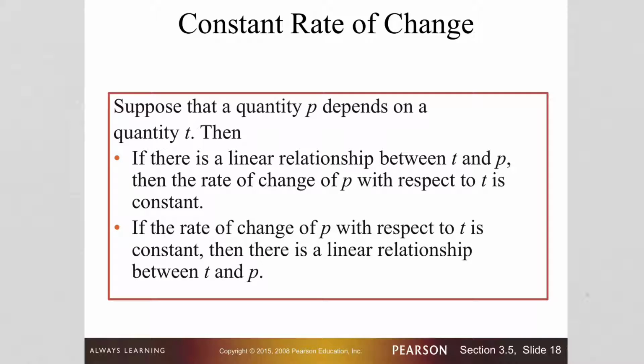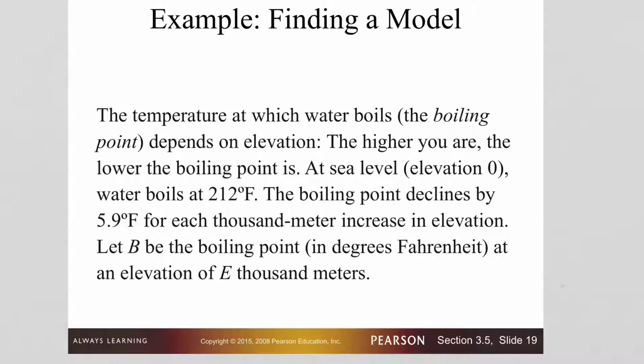It's so much easier to explain these things in an actual problem. Okay, so let's take a look at this problem. The temperature at which water boils, the boiling point, depends on your elevation. The higher you are, the lower the boiling point is. At sea level, elevation 0, water boils at 212 degrees Fahrenheit. The boiling point declines by 5.9 degrees Fahrenheit for each 1,000-meter increase in elevation. Let B be the boiling point in degrees Fahrenheit at an elevation of E 1,000 meters.